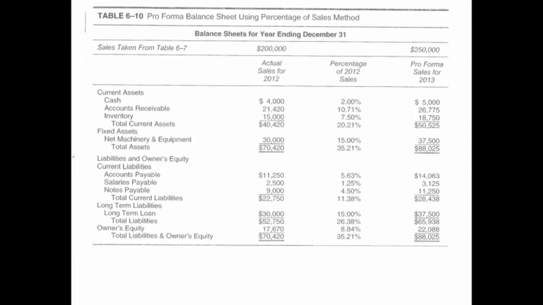This is a very simple statement to develop. Note in the first column of figures, the actual year-end balances of asset, liability, and owner's equity accounts are shown, along with the total sales of $200,000 experienced in the year at the top. The second column of figures shows the percentages of this $200,000 sales figure using a vertical analysis approach of each of the balance sheet accounts for 2012. This percentage is then applied to the forecasted sales for the following year of $250,000 to arrive at a pro forma balance sheet for the end of the following year.